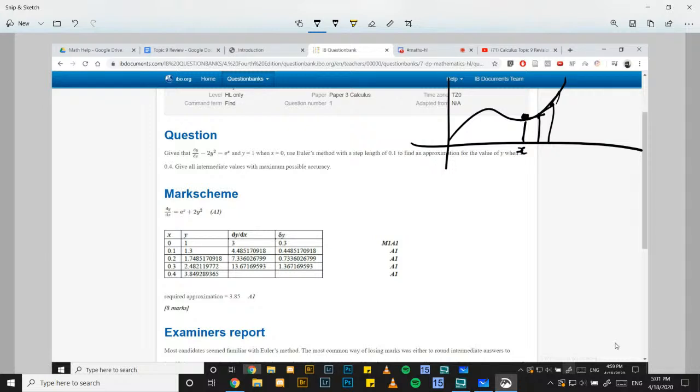So what we're doing is that you start with some value, right? You start with x equals 0, which is right over here, and you have y equals 1. The value of dy/dx when you plug in x equals 0 and y equals 1 is 3. And that's why you know that if you're using some step length of 0.1, that 3, which is the slope, is going to be continued to be used for a length of 0.1.